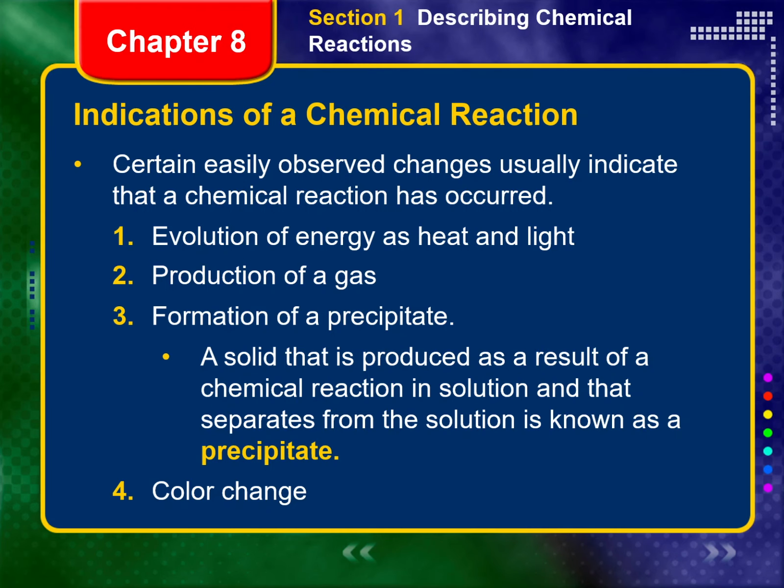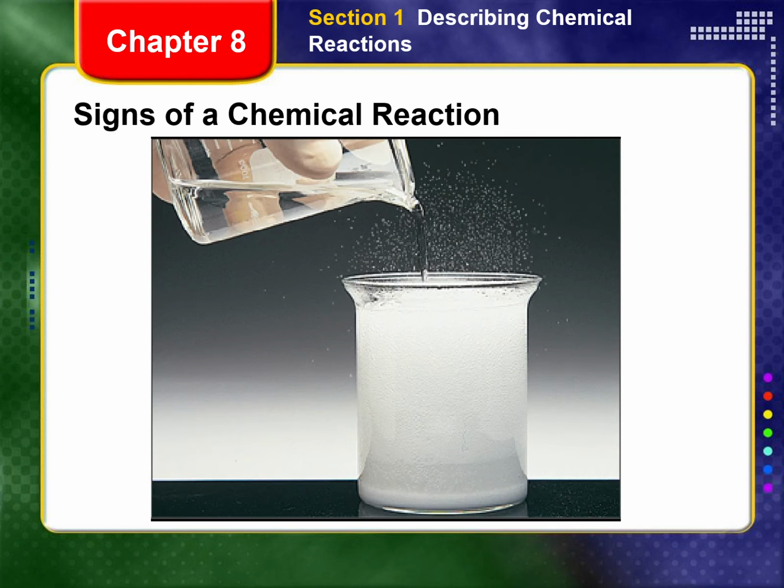Fourth indicator of a chemical reaction: color change. A change in color is often an indication of a chemical reaction. Sometimes, a chemical reaction will make gas. If this occurs in a liquid, you might see bubbles. For example, when we add vinegar, an acid, to a solution of baking soda, which is a base, a lot of fizzing occurs because carbon dioxide is released.